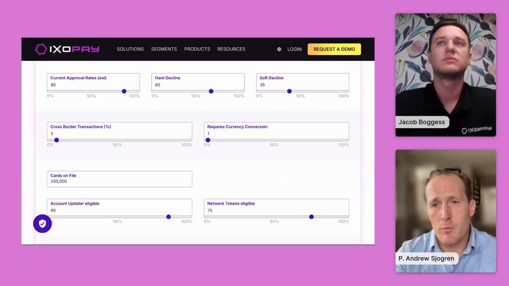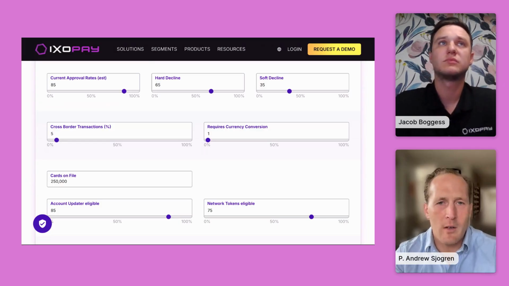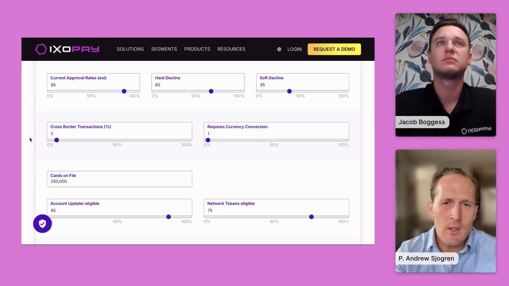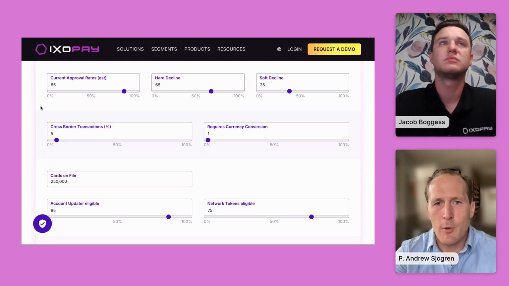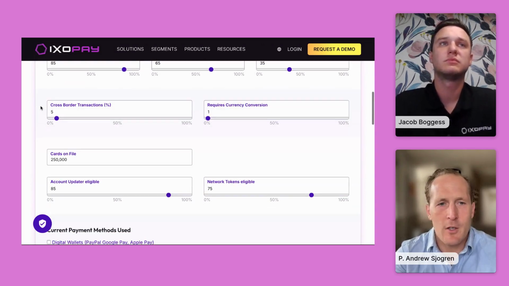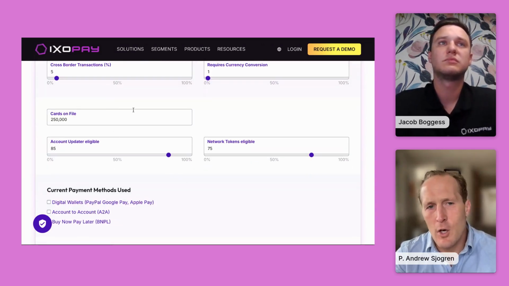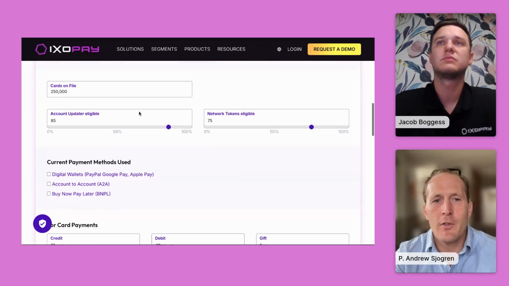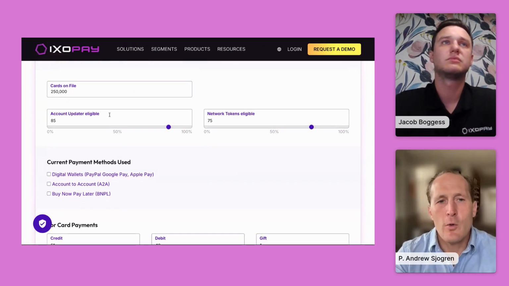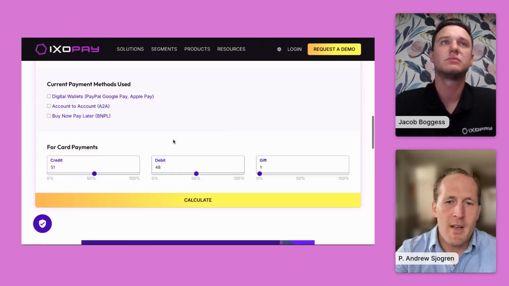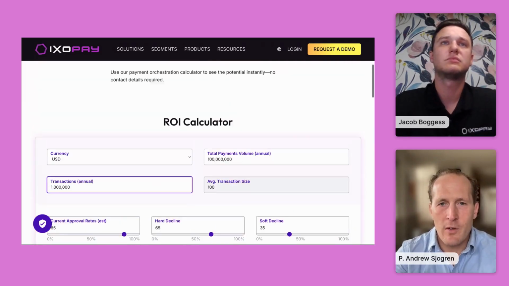And we put in some reasonable estimates of, all else being equal, what the average dispersion would be between hard and soft declines here. And then only a couple of questions about the size of your vault, whether you're using or eligible for account updater or network tokens, and then just a few other pieces here.